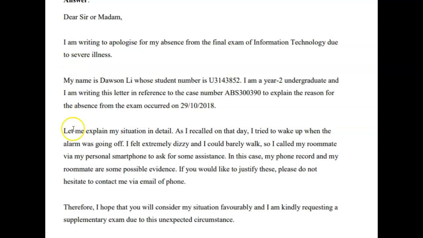This was fine, and then this was fine, except I felt like this was rather repetitive. Explain the reason for the absence from the exam, which occurred. I felt like this was a little too similar for my taste. You could have said instead, I am writing this letter in reference to the case number this, as referred to in the letter sent by Albion University to me on blah, blah, blah date. That would have made more sense. It would have been a little different because apparently you're responding to a letter from them, right? So that would have been good.